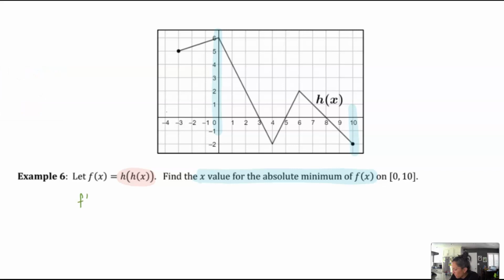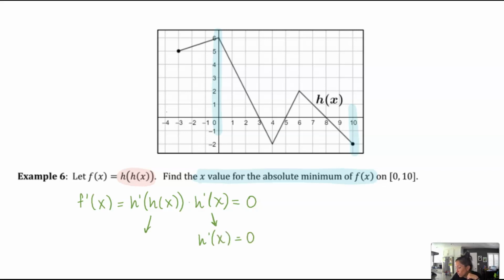F prime of x: derivative of the outside function, leave the inside the same, times the derivative of the inside function. All right, for critical values, we would look for when this is undefined, not going to happen for this beautiful guy, or when it's equal to 0. So I want to know when this thing is equal to 0, which is another zero factor property, right? When is my h prime of x equal to 0?